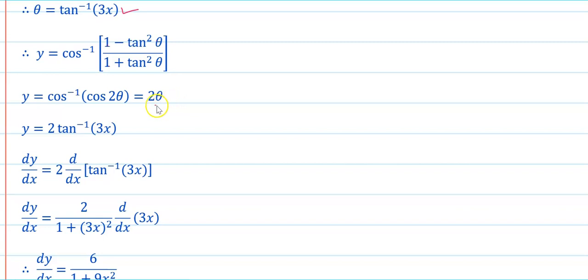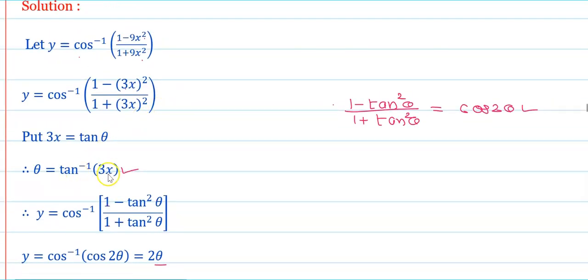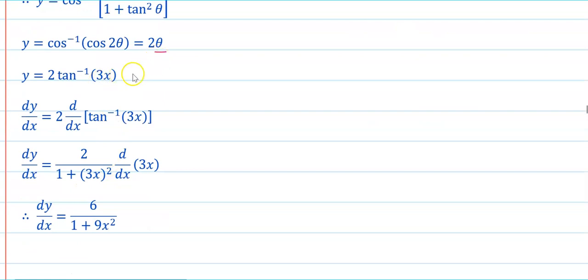But what is theta? Theta is equal to tan inverse of 3x. Here we have given the value of theta as tan inverse of 3x. Therefore, dy by dx is equal to 2, a constant, times d by dx of tan inverse of 3x. Now again, the derivative of tan inverse of 3x is again a composite function. The derivative of tan inverse of x is 1 upon 1 plus x square.